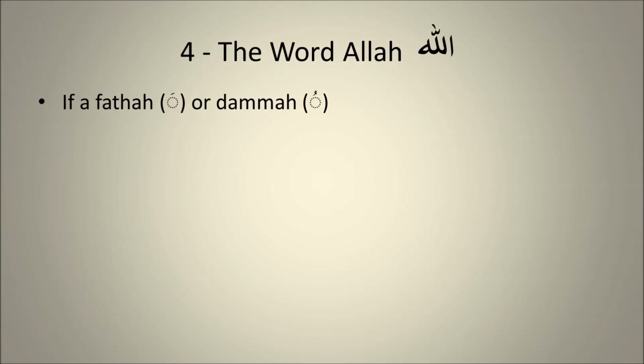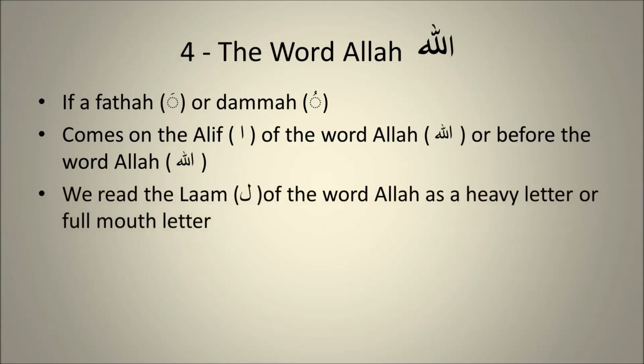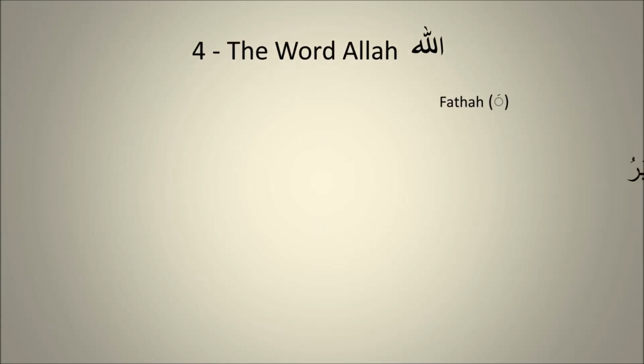And the fourth point we're going to mention today is the ruling of the word Allah. If you see a fatha or a dhamma on the alif of the word Allah or before the word Allah, then you're going to read the lam of the word Allah as a heavy letter or a full mouth letter. And we already talked about that. It means tafkhim. An example, if you have a fatha as in Allahu Akbar, notice the fatha is on the alif of the word Allah, and that means we say it with heaviness and not flat. We do not make the lam of the word Allah flat. We say it with a heaviness. So Allahu Akbar.